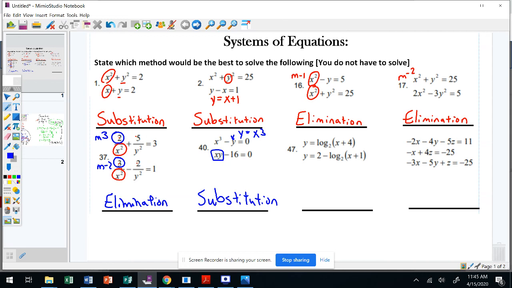Number 47. This one I got logs. This one some people call equal values. It's a substitution problem. I'm just going to set both halves equal. So log 2 x plus 4, and we're going to set that equal to 2 minus log 2 x plus 1, and I would solve that out using the opposite of logs, so it'd be exponentials. But the original problem is going to be substitution.